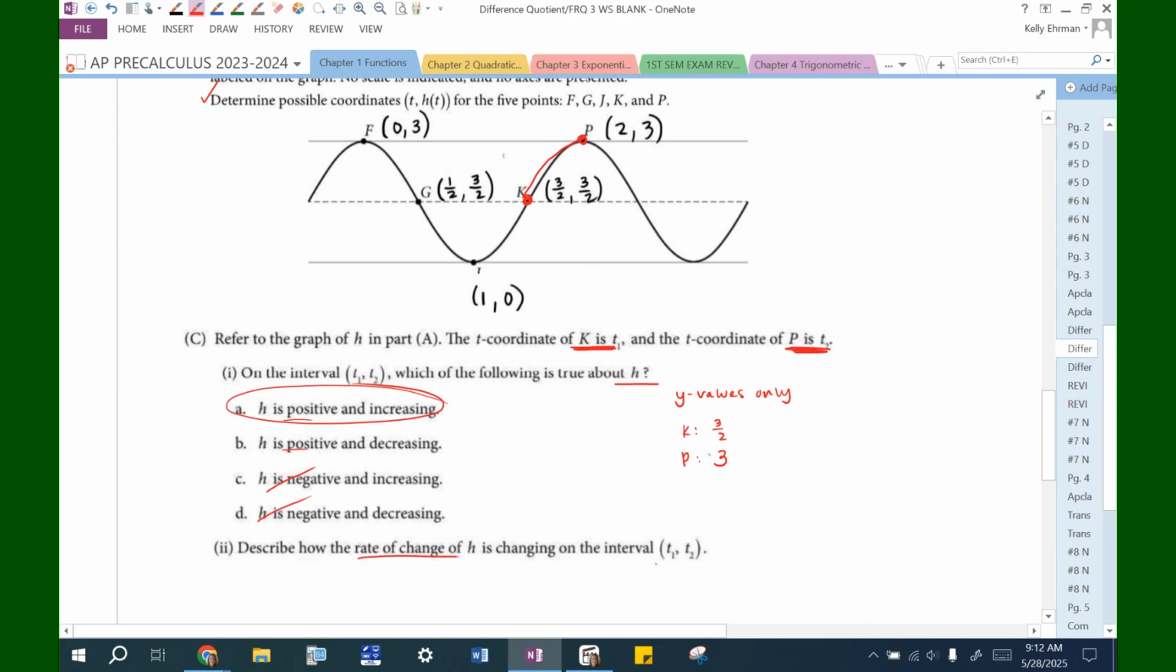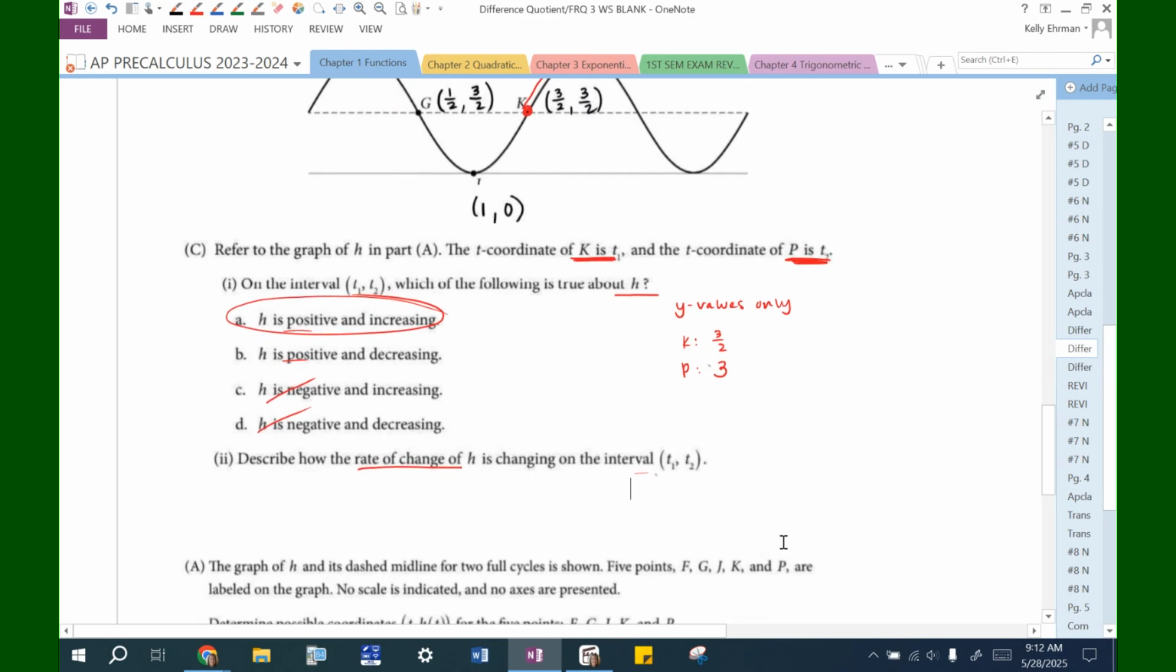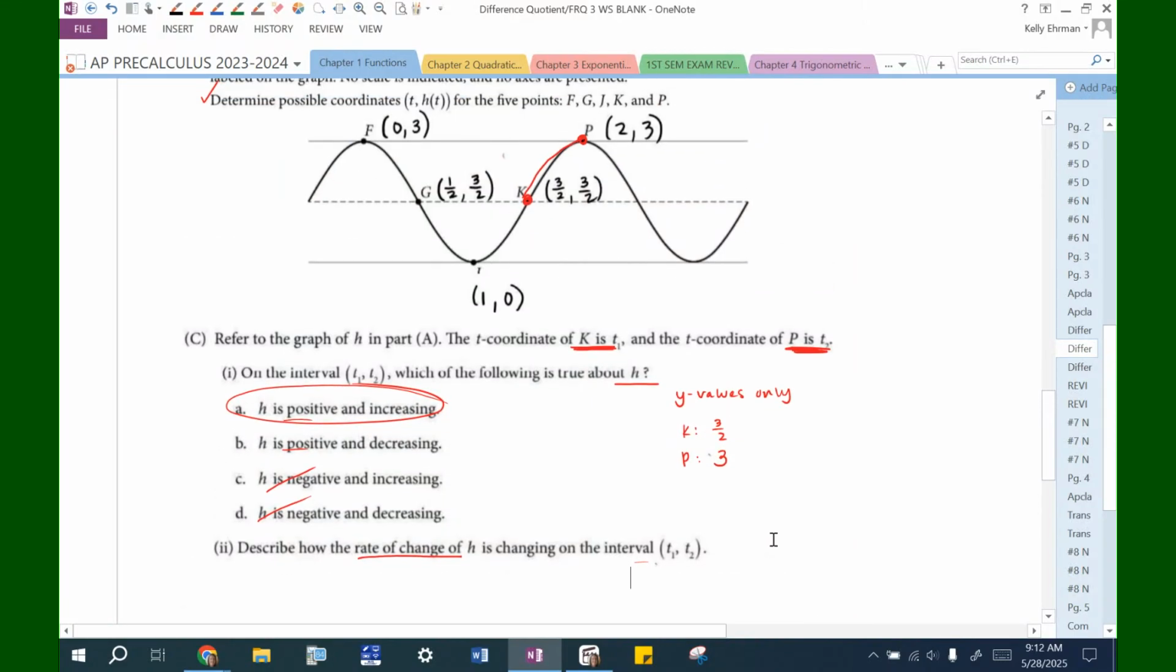Describe how the rate of change of H is changing. Now, you have to write this specifically. I'm going to script this for you guys because I don't want you to lose the point just because you weren't specific enough. So always say it like this. H is concave up or concave down on K to P? That's concave down. Concave down looks like a frown is another way to think about that. So H is concave down.